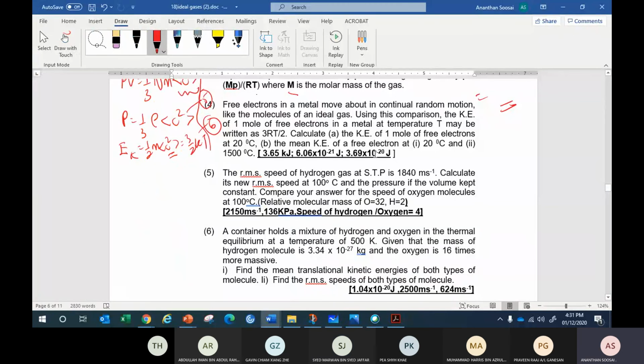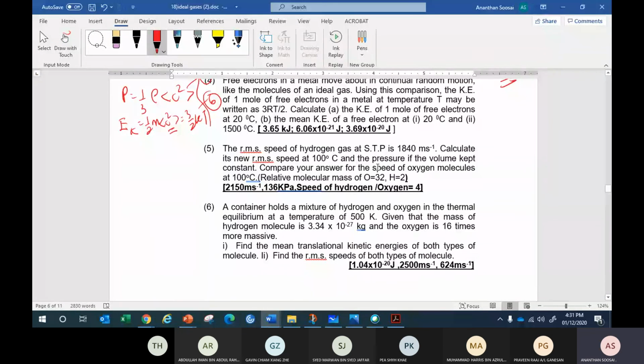Okay, so number 5. 2 minutes for you. Try to get by yourself the answers in the bracket. Standard temperature pressure. You know the value, right? Standard temperature pressure is 100,000 Pascal.